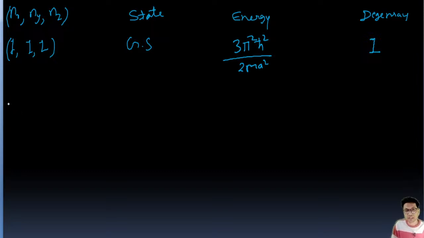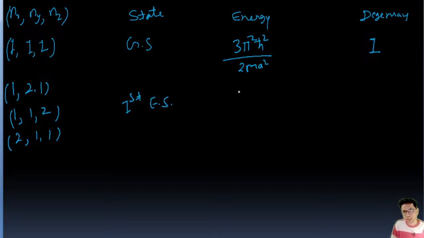For the first excited state, this is going to be (1, 2, 1), and it is going to be (1, 1, 2), and this is going to be (2, 1, 1), right. The next value is going to be like this, and this is the first excited state, and the energy is going to be 1 + 4 + 1 means 6 pi square h cut square upon 2ma square.